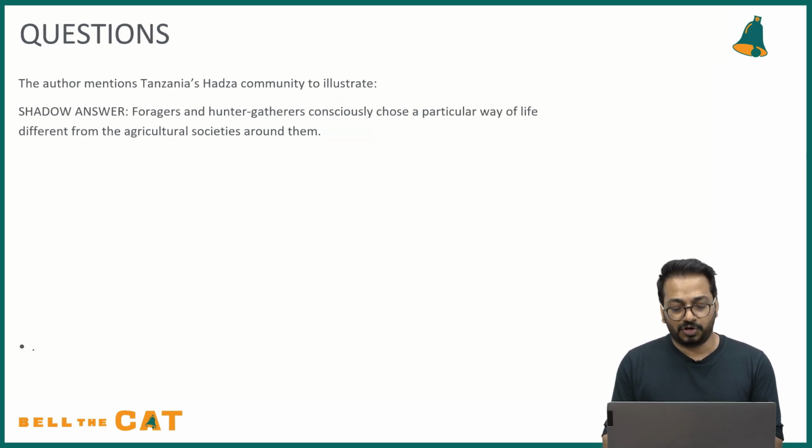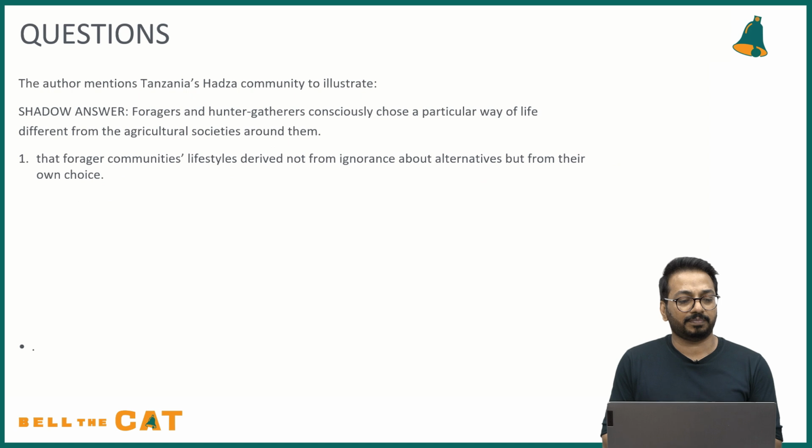Now, let's go to the options. Option 1: to show that forager communities' lifestyles derived not from ignorance about alternatives, but from their own choice. Exactly what we were looking at, that people are making a conscious choice. It's not that they were ignorant. They had people around them who were doing agriculture, but they chose this. As we discussed in the 5 pauses video, even if you like an option, you should just keep it. Don't select and immediately mark; keep it, go on to the rest of the options and reject them.